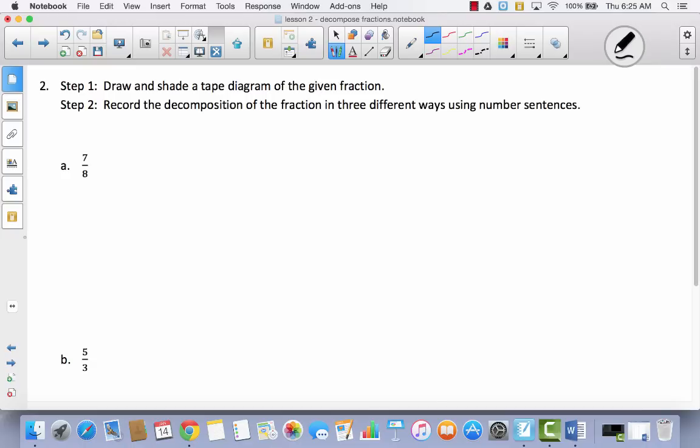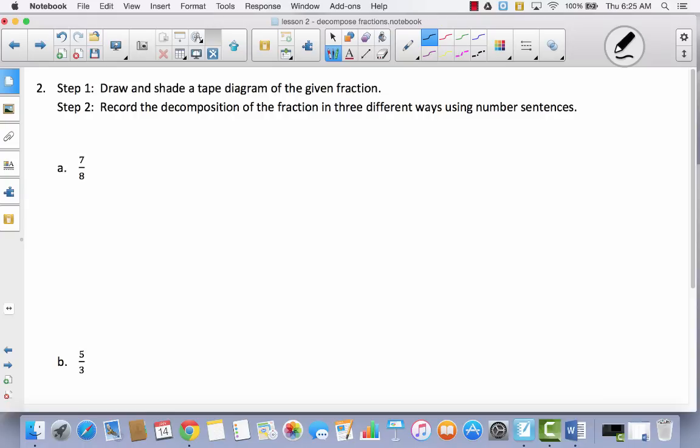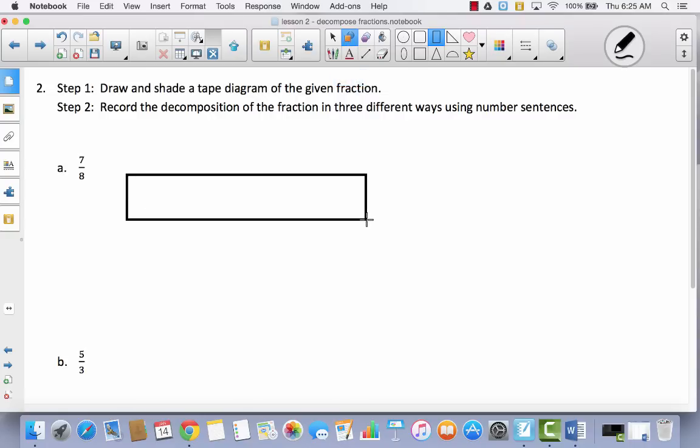So let's go ahead and I'm going to use my tool to draw a rectangle. Make sure that you're drawing your tape diagram big enough that you can tell what you're doing there. All right, so now we have to decompose this tape diagram into eighths. So I'm going to start by dividing it into halves, and then I'm going to divide it into fourths like this. By doing it this way, instead of just coming over here and drawing lines, it helps me to make sure that my tape diagram looks nice and even. So take the time to make it look correct.